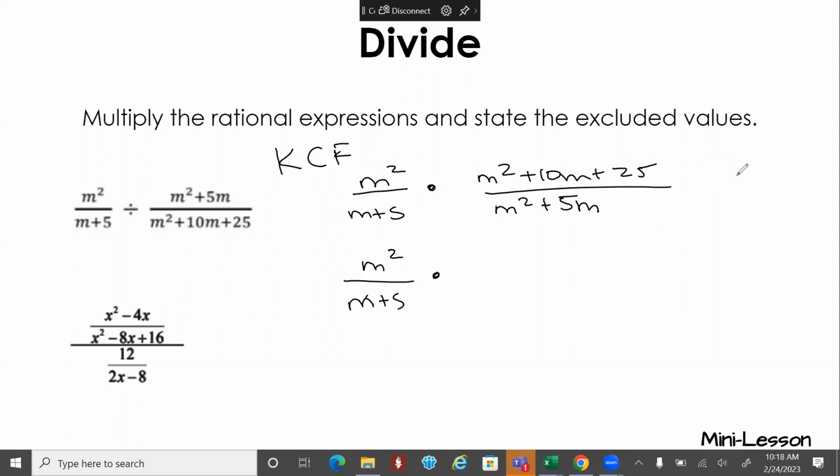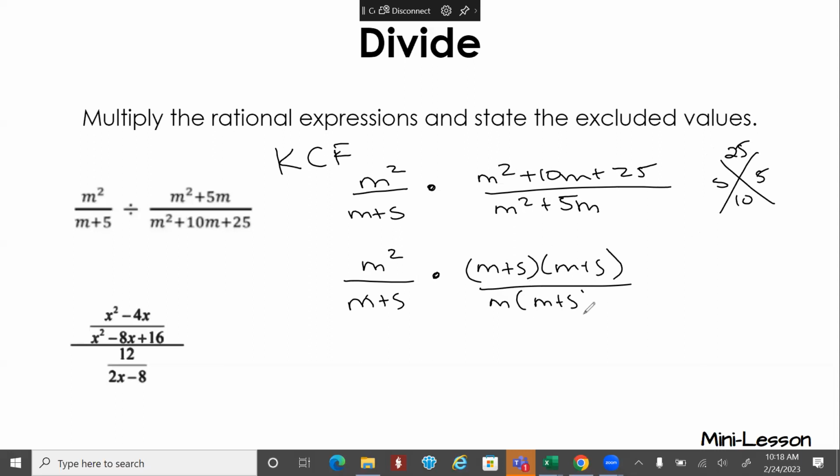Yes. Okay, so we're gonna do the big X. We get 25 in the top, and in the bottom, what two numbers will multiply to give? Okay, so this will give me m plus 5 times m plus 5. On the bottom, can we take out anything from this? M, and we're left with m plus 5. Okay, can we cancel anything? M plus 5s.